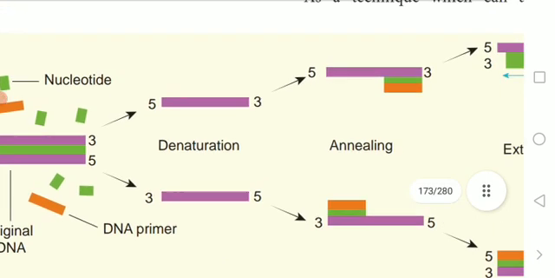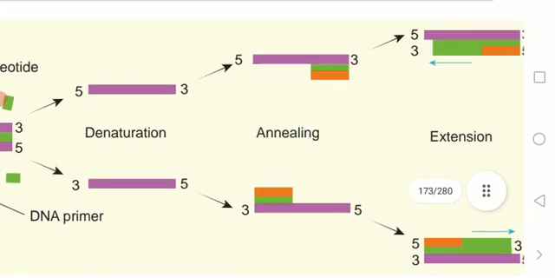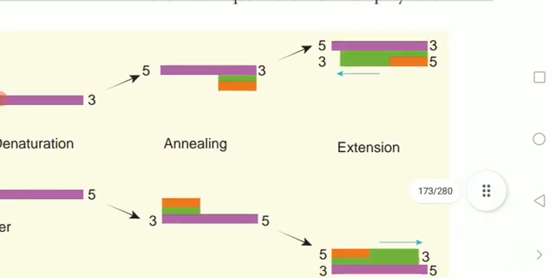So here the orange color is just attached here to produce the DNA copies of the opposite side. That takes place in the annealing step.